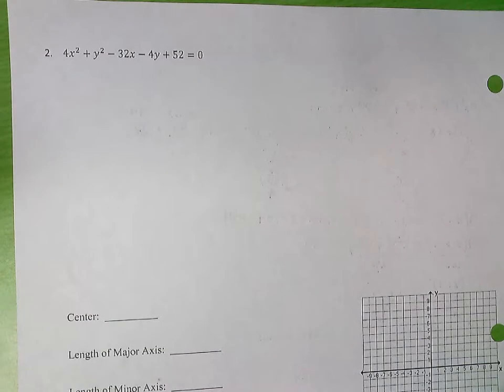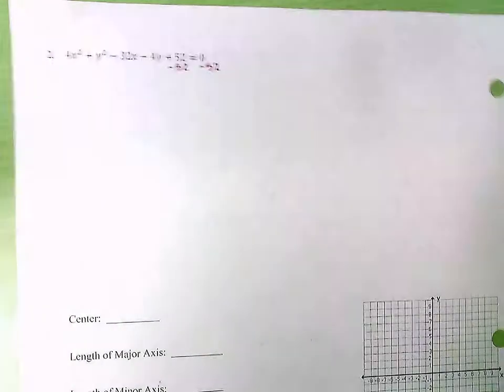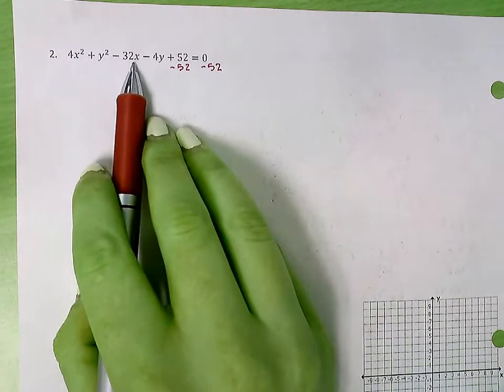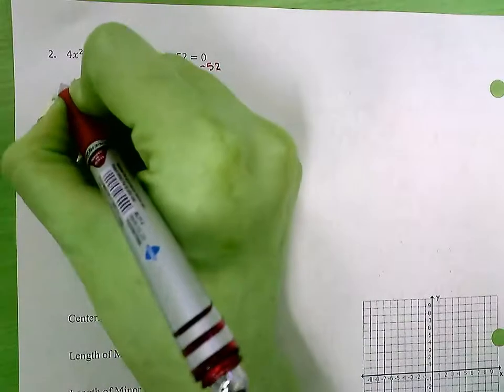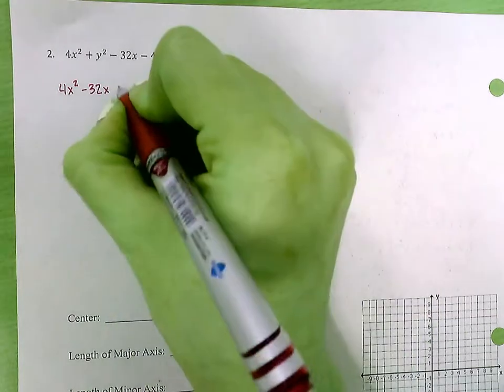Okay, so again, we're going to do the same process for our second example here. First we need to group our x's, group our y's, and put that constant on the other side. So that means I'm going to need to subtract 52. Then I can group my x's here together. And group my y's.